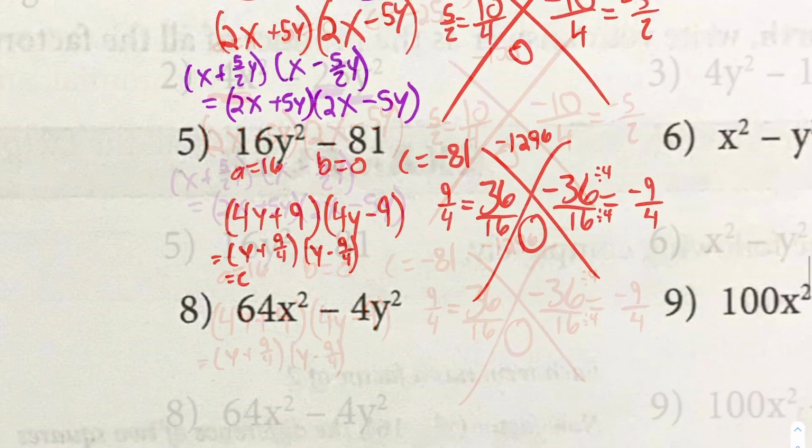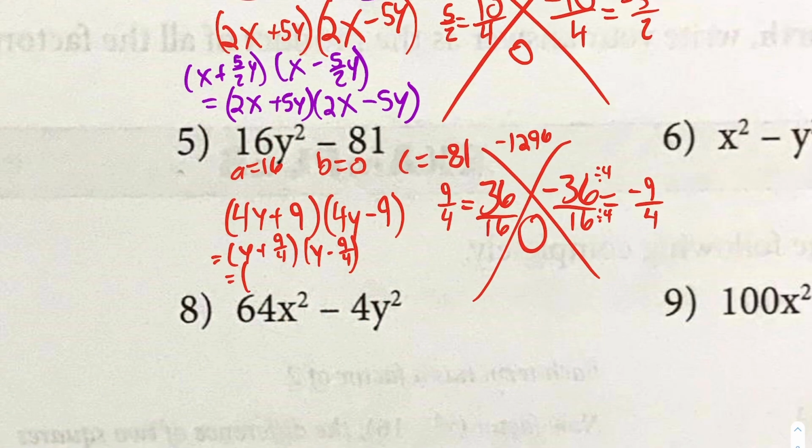Then we change it to the form that does not have a fraction. So that 4 is going to multiply y. We're going to add 9. The 4 is going to multiply y, and we're going to subtract 9. And we see we get the same answer both ways.